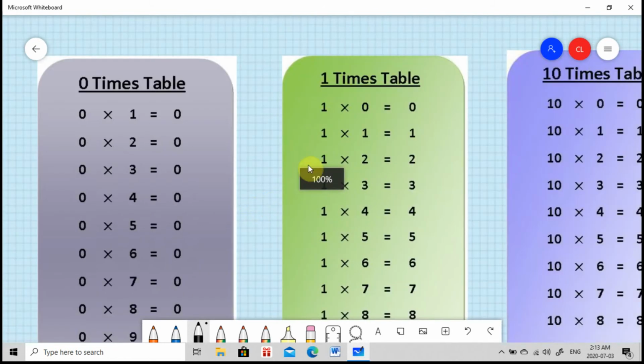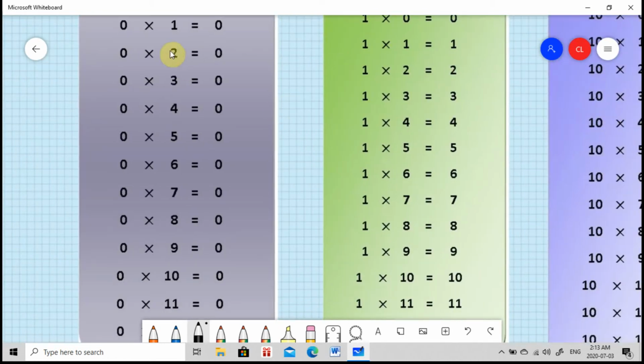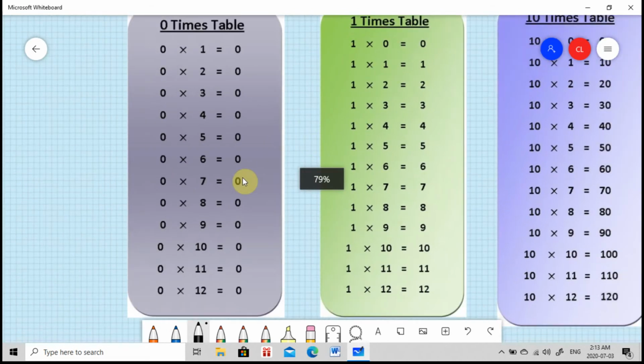If you take a look at the 0 times table, we can see that any number that gets multiplied by 0 will become 0. So you see 0 times 1 is 0, 0 times 2 is 0, 0 times 3, 0 times 4, 0 times 5, all the way to 0 times 12, 0. All the numbers that get multiplied with 0 will turn 0.